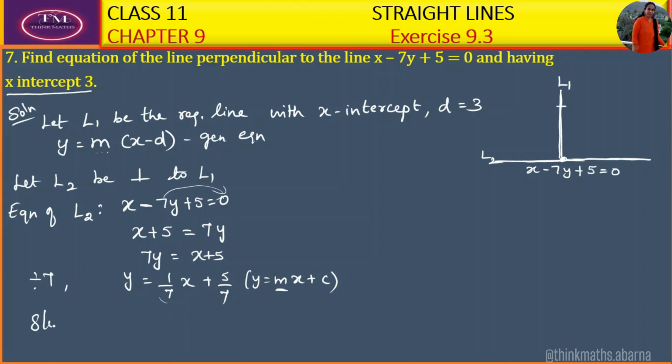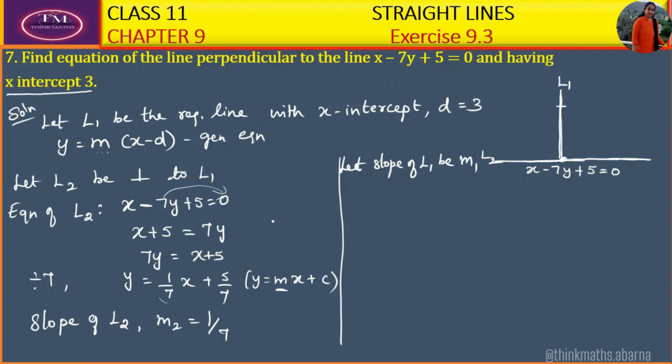So the slope of L2, let us name this as m2, equal to 1 by 7. Let the slope of L1 be m1. Since L1 is perpendicular to L2, the product of their slopes is equal to minus 1. So we need to find m1. What is m2? It is 1 by 7.